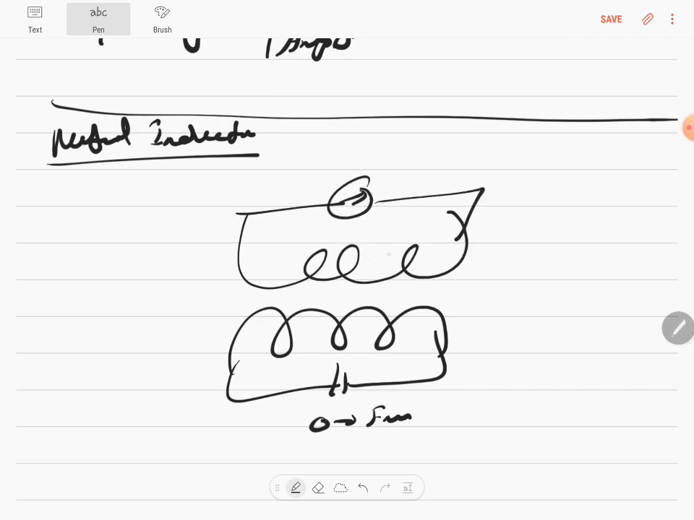An induced current gets produced in the adjacent coil. So the phenomenon by which an induced current flows in a coil due to the varying current in the adjacent coil is known as mutual induction.